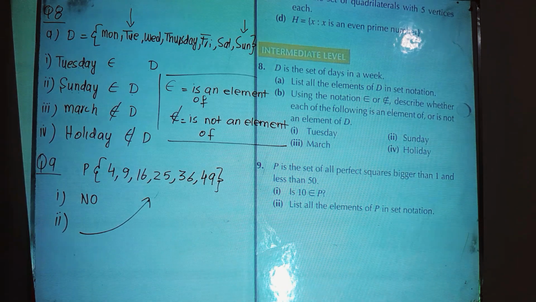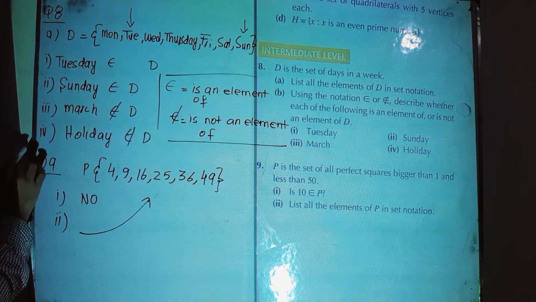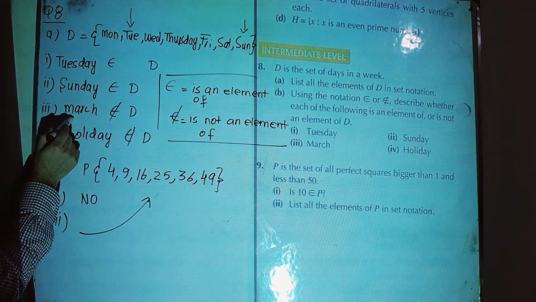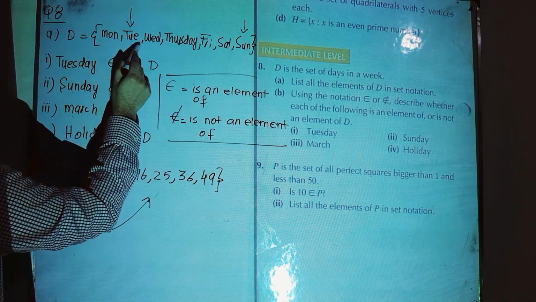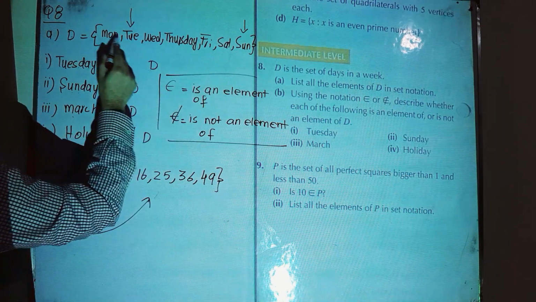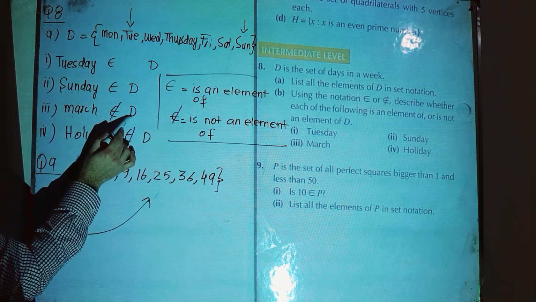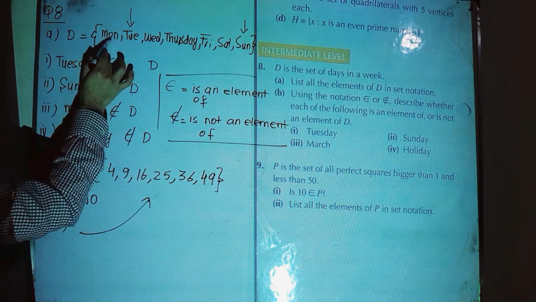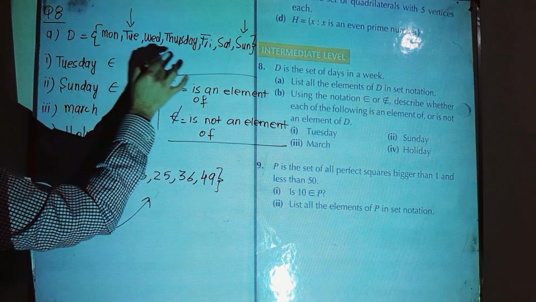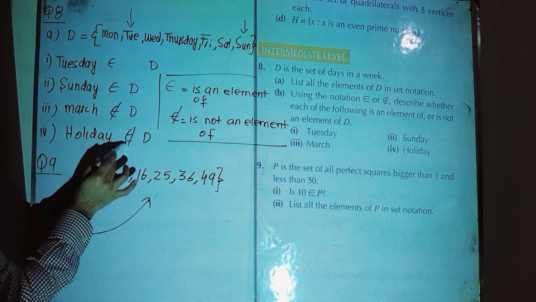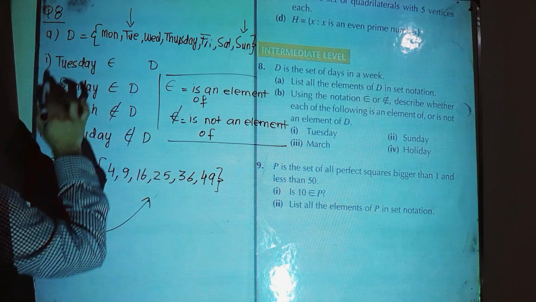March is an element of D? No, March is a month while the set D is the set of days in a week. So March is not an element of D. And holiday, do you have any word holiday over here in the set D? No, we don't have. So holiday is not an element of D.